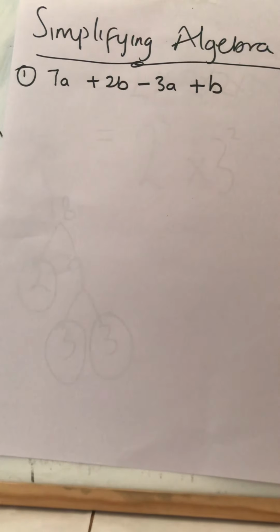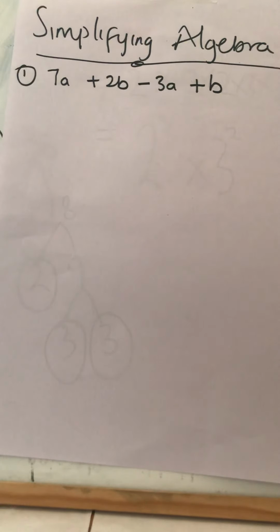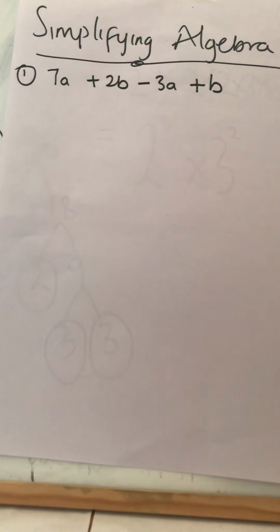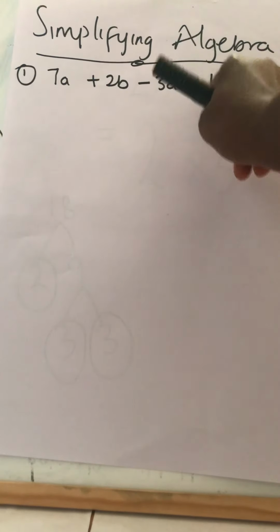So let's start. The first example here is 7a plus 2b minus 3a plus b. We can see from this example that we have a and b terms. We collect the like terms. The ones that do look alike are 7a and minus 3a. Remember I said each sign, that is the plus and the minus, each of them is joined to the term that follows it. So minus 3a and 7a, they look alike, so that we can take away 3 from 7 and that will give us 4a. And 2b and b, they look alike, so plus 2b plus b will give us 3b.